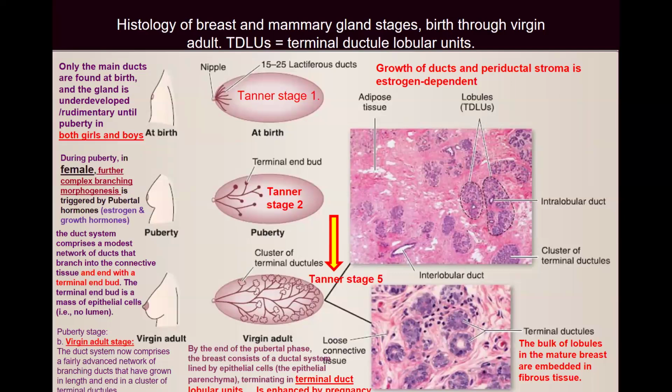And the growth of ducts and periductal stroma is estrogen dependent. And if you look here, the bulk of lobules in the mature breast are embedded in a fibrous stroma. You see, these pink lines around the lobule are the connective tissue or the compact interlobular stroma, and within the acini here, you see, embedded in intralobular loose connective tissue stroma.